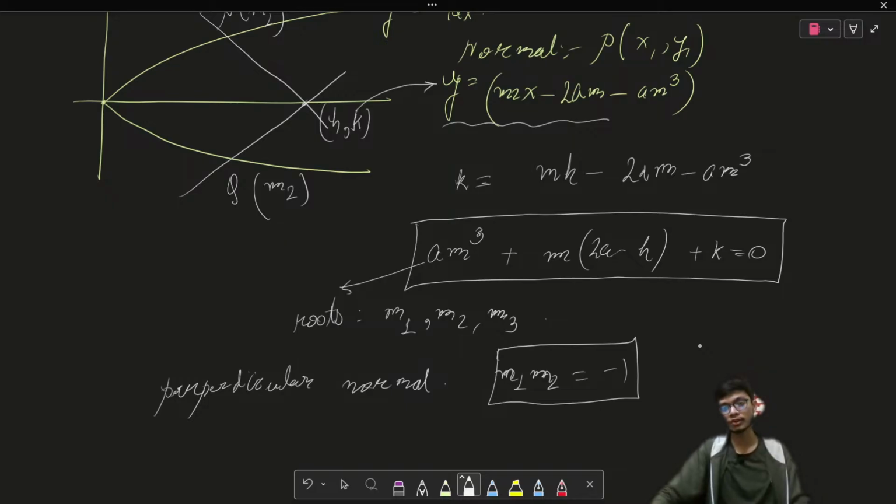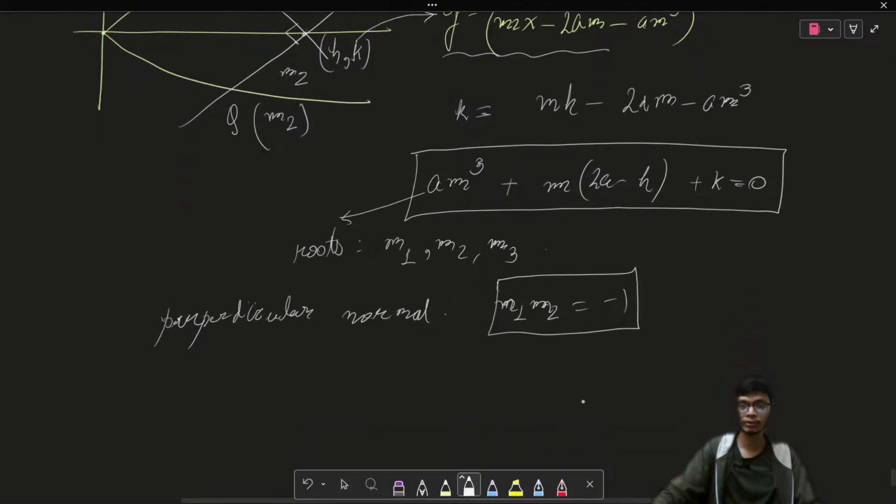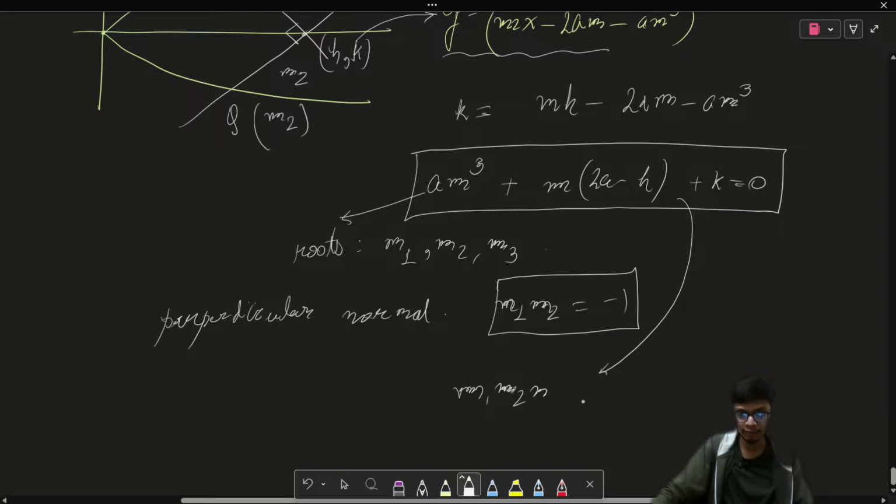So if you take any point h comma k, and from there you want to draw a normal, then there are three possible normals. Out of them, these two normals, let us say m1 and m2, are perpendicular to each other. That means the product of the slopes is equal to minus 1. So m1 m2 = -1, and from our theory of equations, m1 m2 m3 should be equal to -k/a.